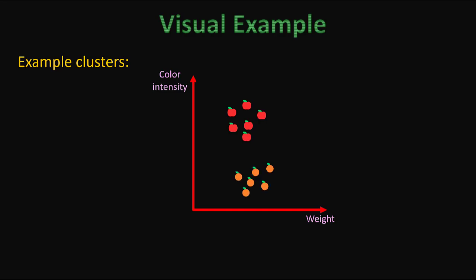Here we have a visual example of clusters. We have some fruits which are classified on the basis of color intensity and weight. We have these three, we add some more, and here we add another one. As we can see, we form two clusters in this case. Above, we have the apples, and here we have oranges. Similar data points appear close together in the feature space. The apples are close to each other, and all these oranges are also clustered together.